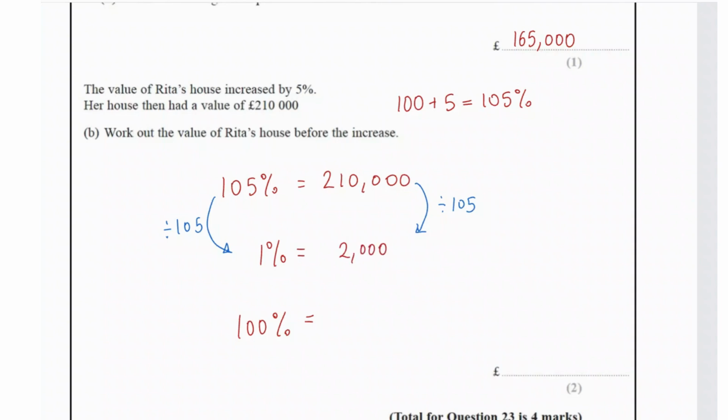And then to get to 100%, because we're at 1%, we times by 100. 2,000 times 100 is 200,000. And we should always be expecting this sort of nicer answer than we started with. 200,000 feels like the right answer. It's gone from 200,000 to 210,000 when it increased by 5%.